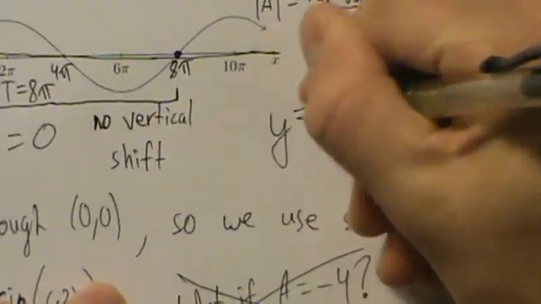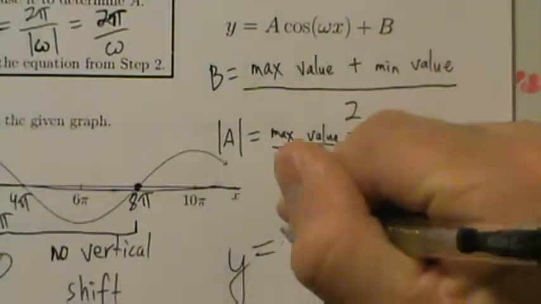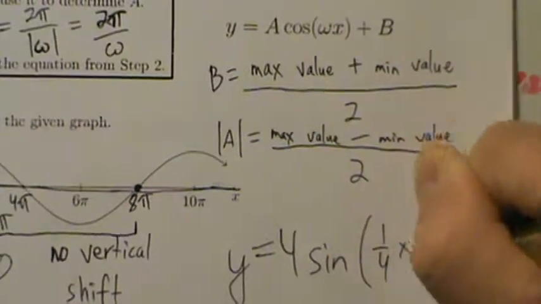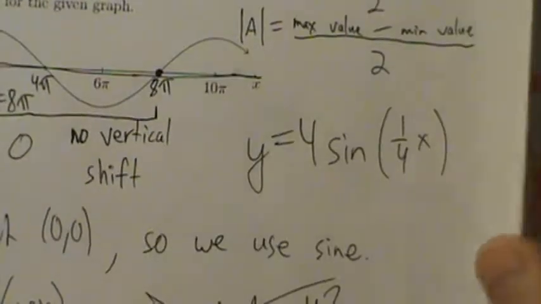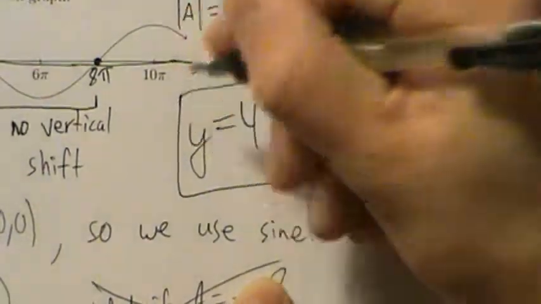So y equals A sine omega x. What is A? A is 4. So y equals 4 times the sine of 1/4 x. Okay, because remember, omega was 1/4. And remember, B is 0, so there's no plus B or anything like that here. So that's our answer here. Okay, so that's example 1.